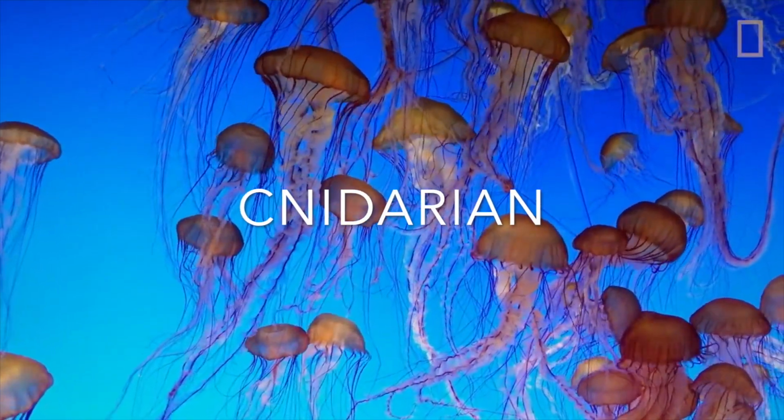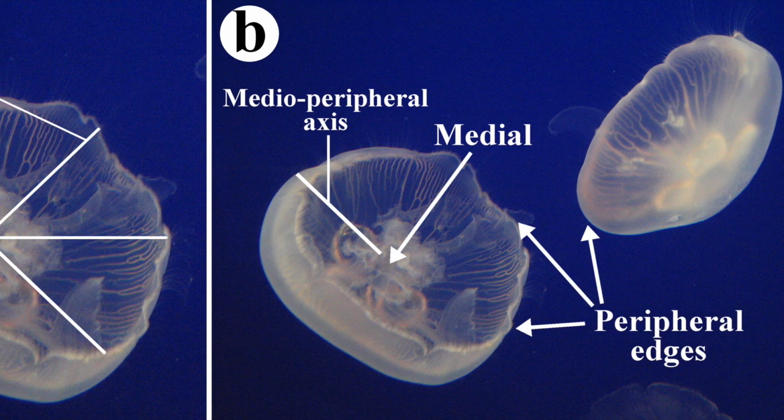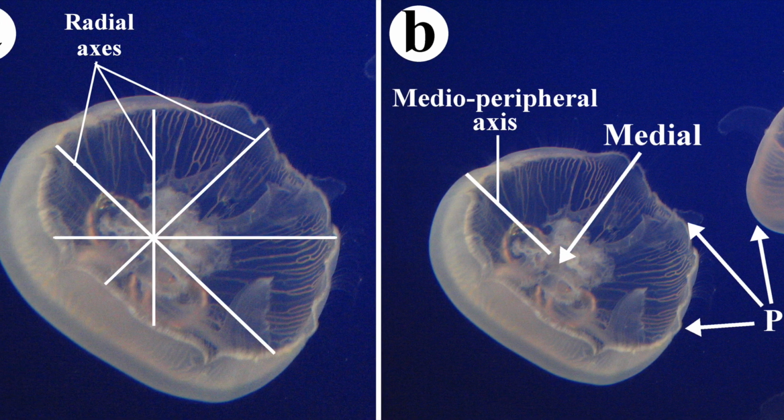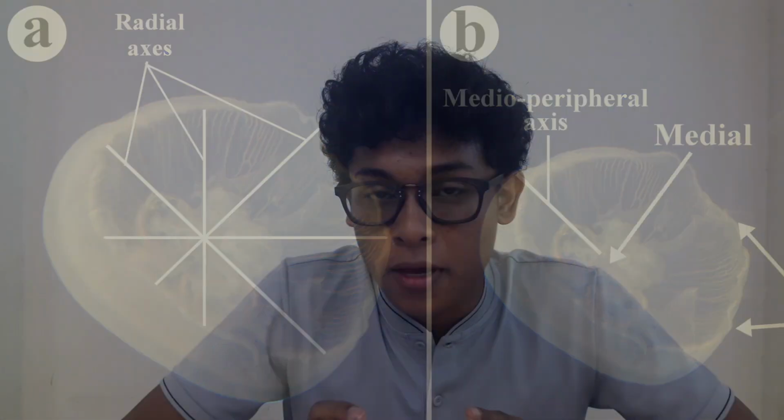Cnidarians are, let's say, simple organisms. They are classified as cellular level organization, and they are radially symmetrical. These cnidarians consist of a net nervous system, composed of neurons which are in contact with contractile cells located inside the body wall.